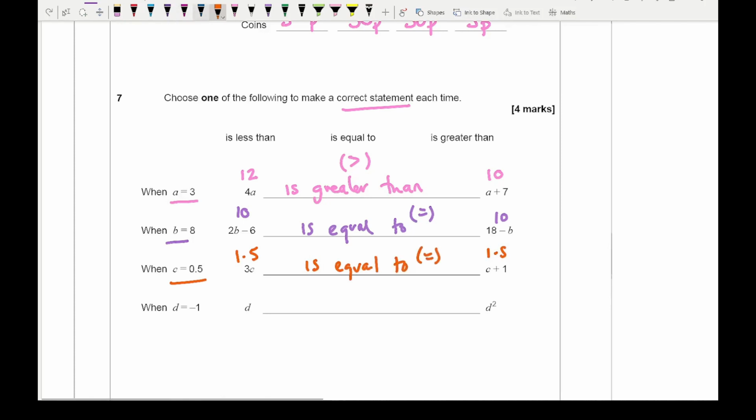And then finally, we've got d equals minus 1. Well, d is just going to be minus 1. And d squared, well, minus 1 squared is minus 1 multiplied by minus 1. 1 times 1 is 1. 2 negatives multiplied together give you positive. So that's going to equal positive 1. And so minus 1 is less than d squared, and again the symbol will be that.